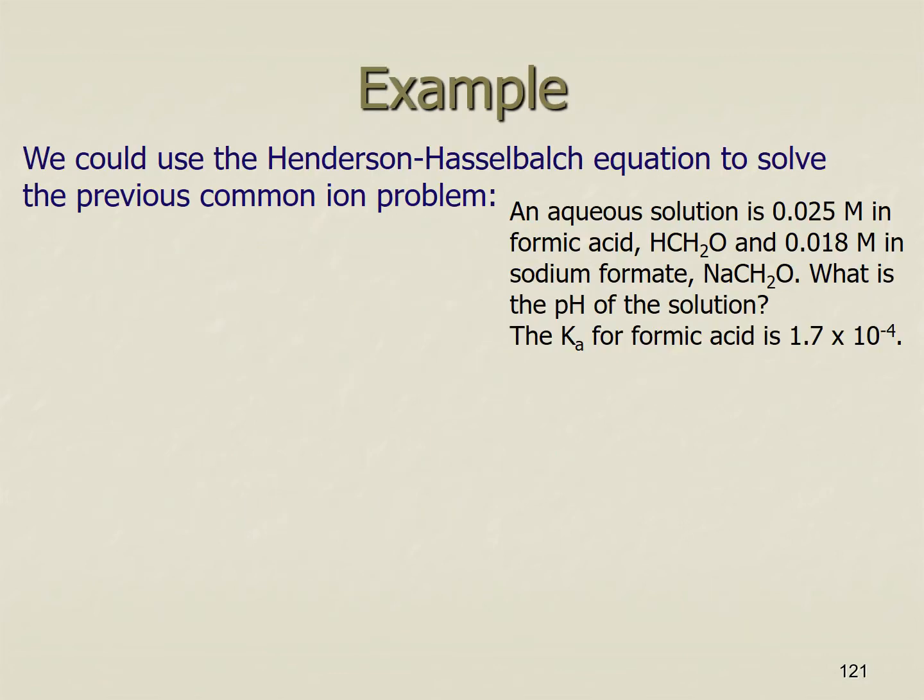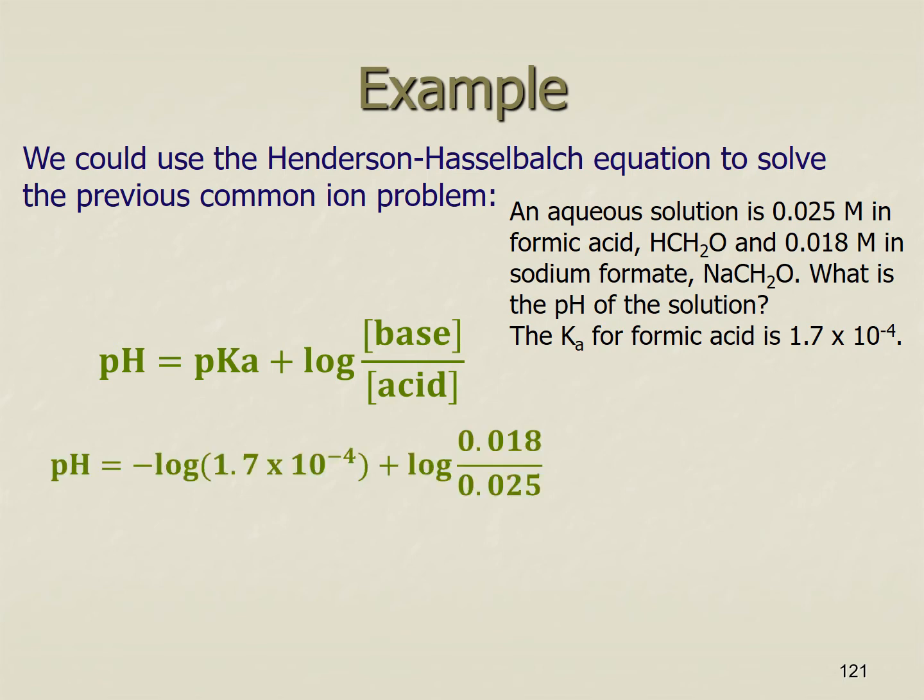So in another example, remember that previous common ion problem that we did. Here it is written out. We have an aqueous solution with 0.025 molar formic acid and 0.018 molar sodium formate. What is the pH? We could have just used the Henderson-Hasselbalch equation to solve that problem because we know the Ka. So there's our Henderson-Hasselbalch equation. We're solving for pH. We can take the pKa of 1.7 times 10 to the minus 4, negative log of 1.7 times 10 to the minus 4.